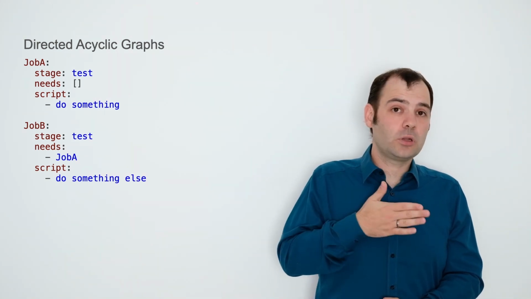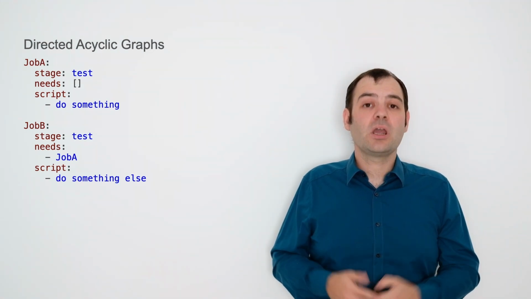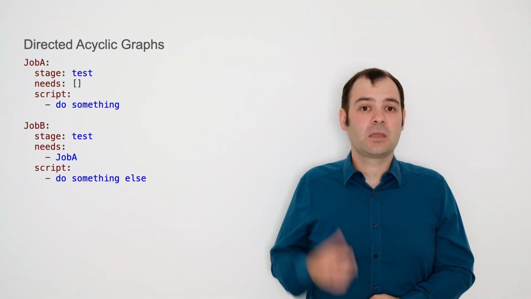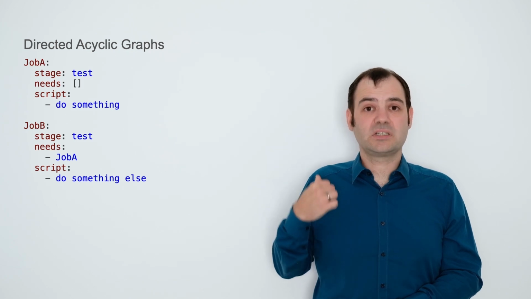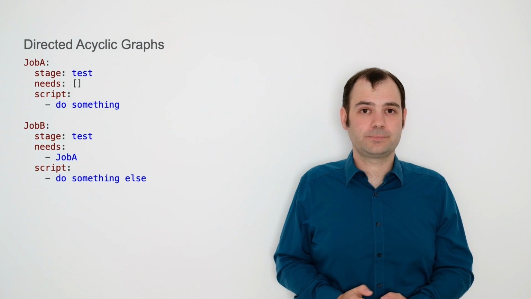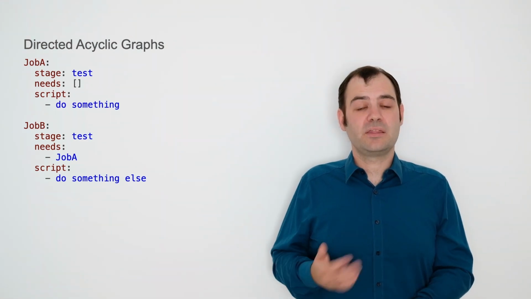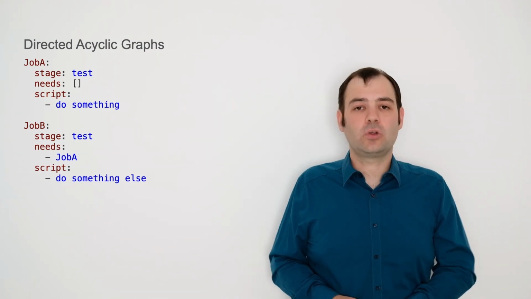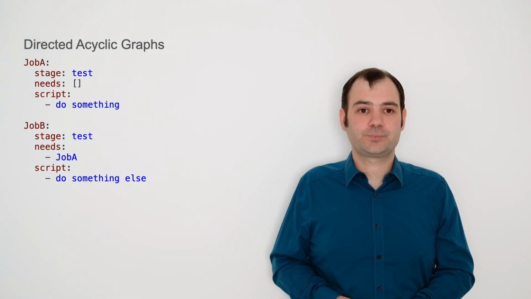And if you recall what I told you previously, jobs in the same stage are executed in parallel or in arbitrary order. In this case, there is no arbitrary order because one definitely depends on the other, and therefore it will be executed after the other. And you can build larger trees from this, and therefore the jobs run as soon as possible, as soon as all required previous jobs are actually finished.